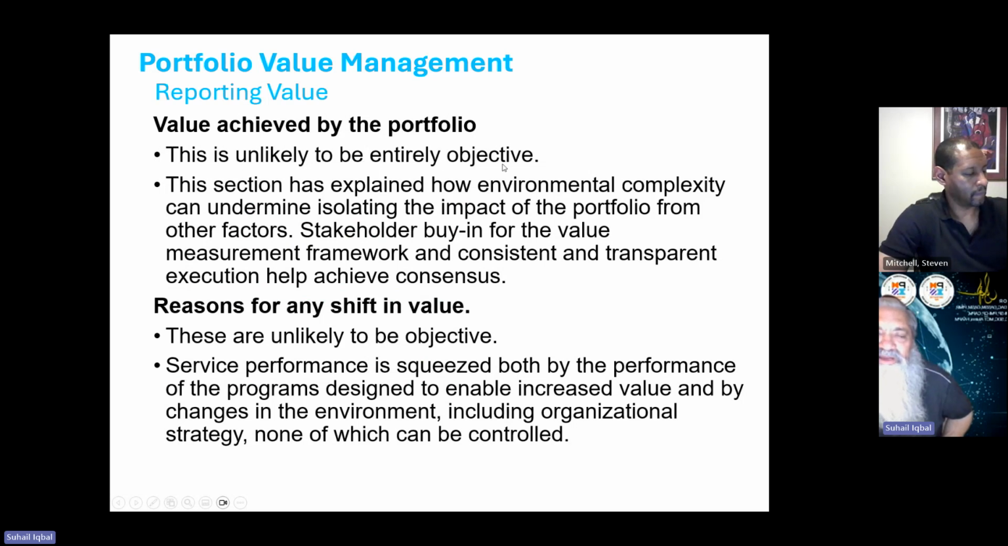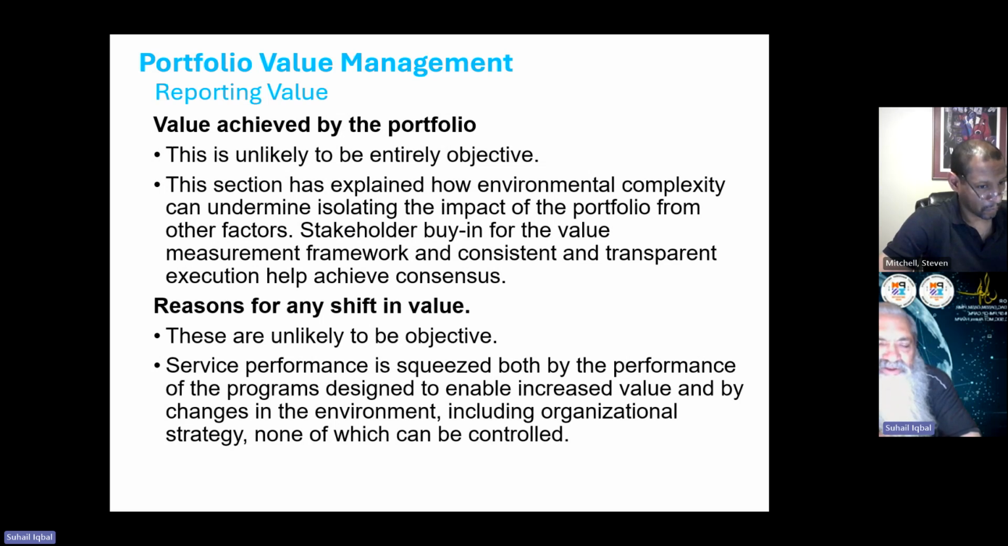Just look at the value achieved by the portfolio. This is unlikely to be entirely objective. Now, when you are reporting the value achieved by your portfolio, this is not really very objective to define. So you may have to refer back to the metrics you have developed because they were meant for measuring the value, and using those metrics or the language of those metrics, you could report. This section has explained how environmental complexity can undermine isolating the impact of the portfolio from other factors.